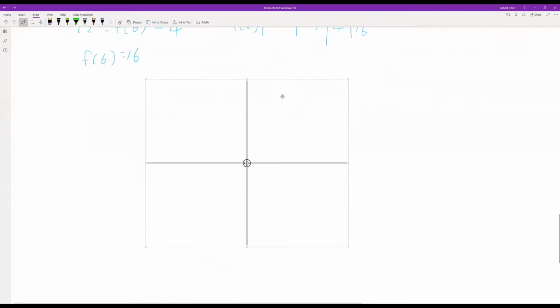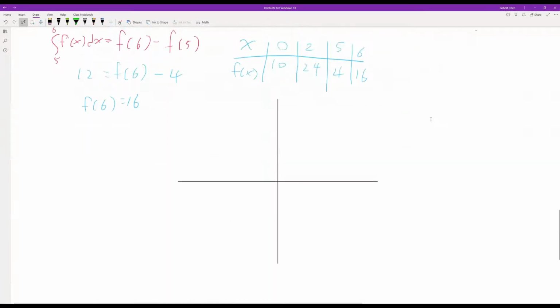Okay, here we go. So first we have 0, 10. Right? Let's say 5, 10, 15, 20, 25. All right, so 0, 10, that's here. And then 1, 2, 3, 4, 5, 6. 2, 24. So 2, 24, that's way up here.